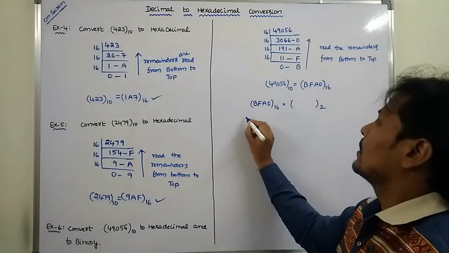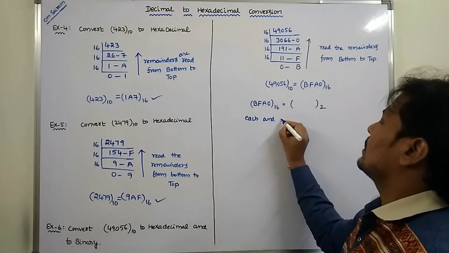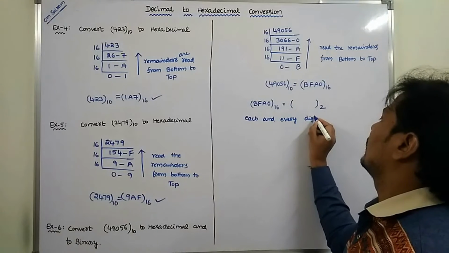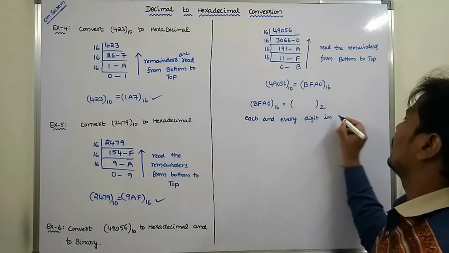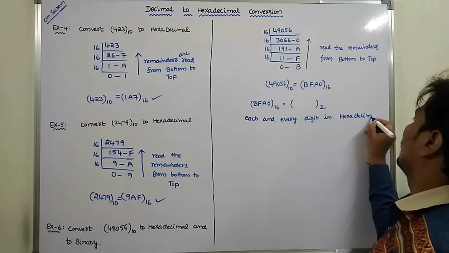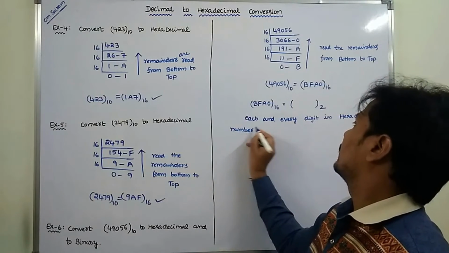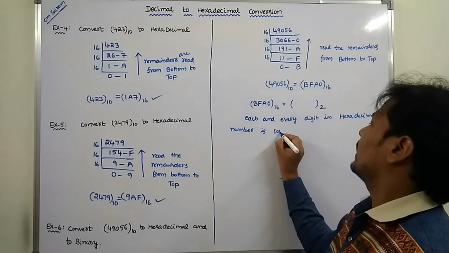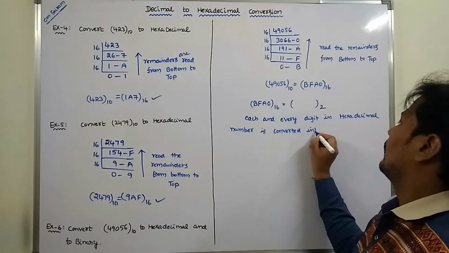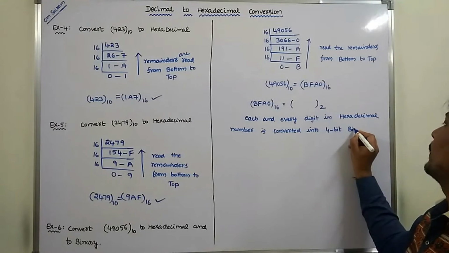Okay. So each and every digit in the hexadecimal number is converted into a 4-bit binary group.